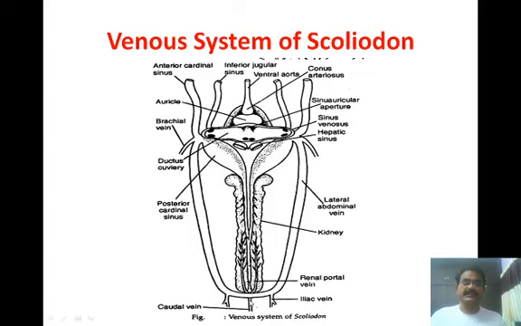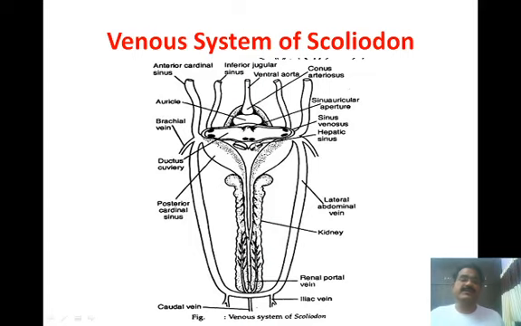the tail region and opens into the renal portal veins. From the renal portal vein arise small blood capillaries, which collect the blood from the kidney; these are the renal veins. They pour the blood into the posterior cardinal sinuses, and from the posterior cardinal sinuses it opens into the ductus cuvieri, which has a left and a right branch, and from the ductus cuvieri it goes to the sinus venosus.